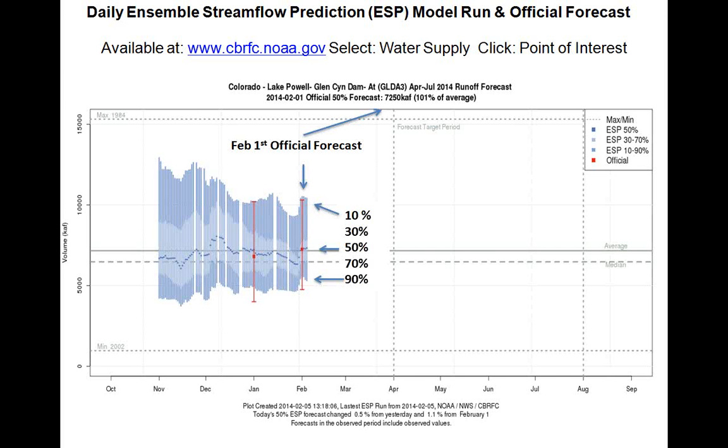The forecast distribution from our ensemble prediction model, or ensemble streamflow prediction model, which is ESP for short, and our official forecast that's issued at the first of the month. The ESP forecast, the raw guidance that comes out, that solid blue dot in the middle is the 50% exceedance value. On the very top of the bar is the 10%. On the bottom is the 90. And then where those color changes occur in the middle is the 30% and the 70% exceedance forecast.